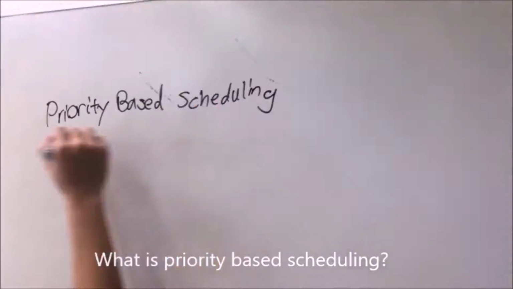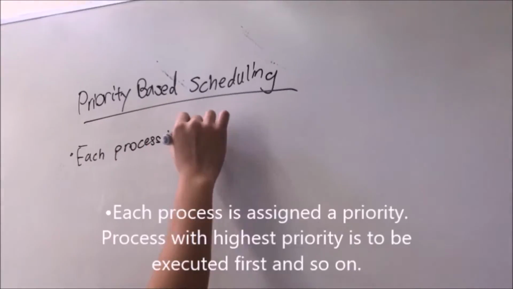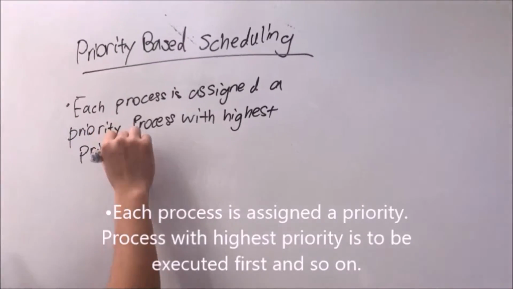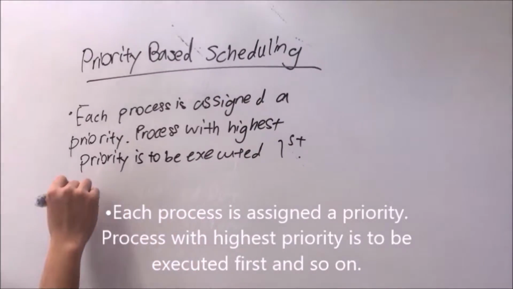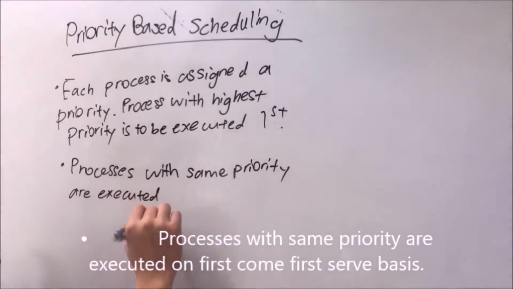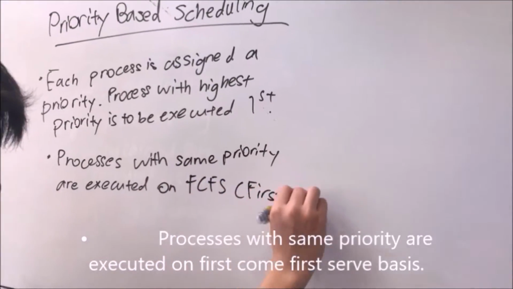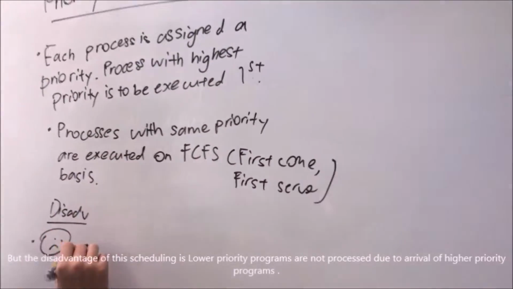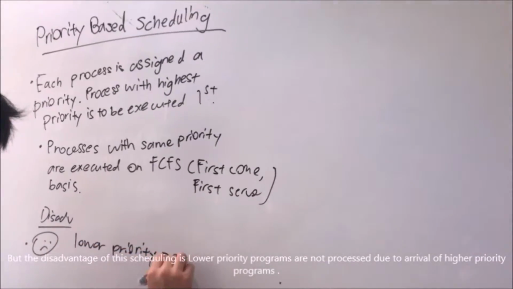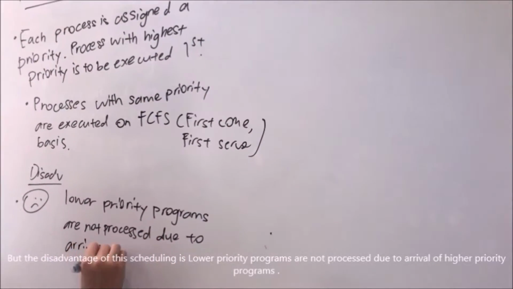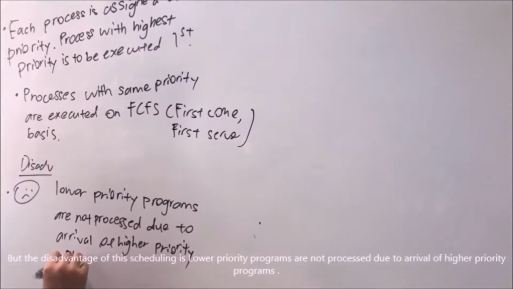What is priority-based scheduling? Each process is assigned a priority. Processes with higher priority are executed first and so on. Processes with the same priority are executed on a first come first served basis. But the disadvantage of this scheduling is that lower priority programs are not processed due to the arrival of higher priority programs.